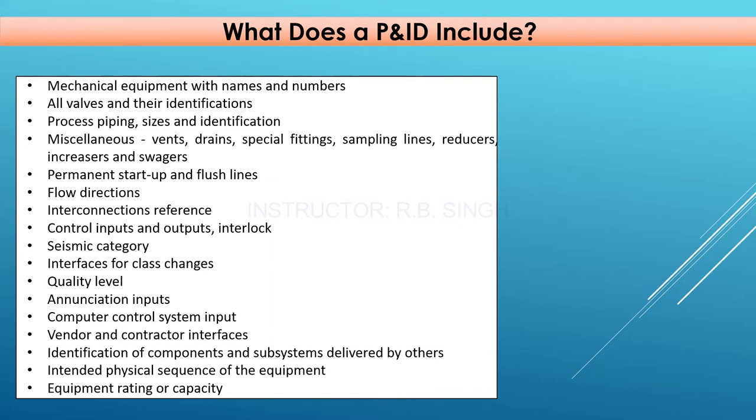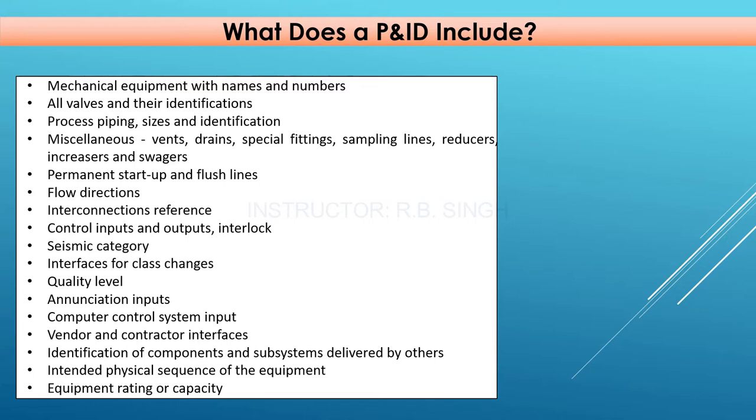So whenever we see the P&ID, we can get the major information about the mechanical equipment, and especially for instrumentation it is very important because there are many instruments on the mechanical equipment. If you are doing the engineering of a particular instrument, then you should know about the mechanical equipment's details. We can also get these details from other mechanical department documents, but from the P&ID also we can get the major information. All valves and their identifications.